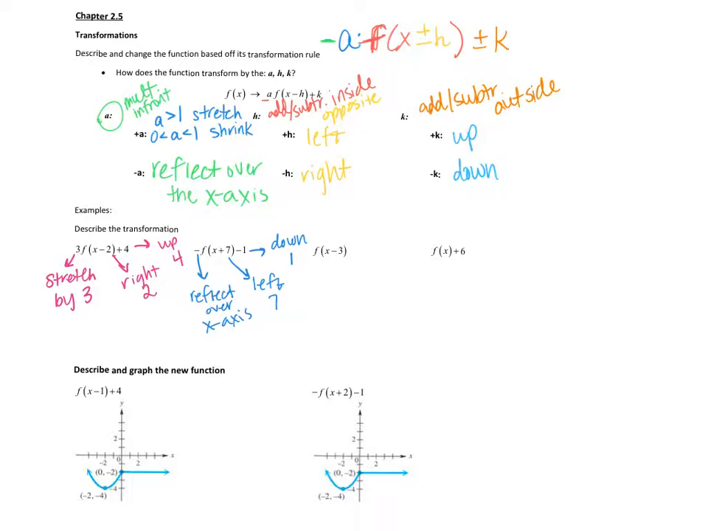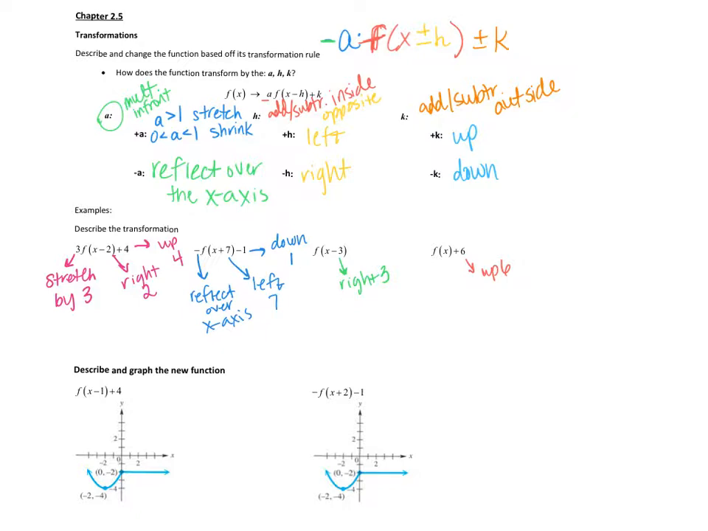Let's look at our next one. The only thing I have here is this minus 3, and a minus 3 inside is going to be moving it to the right 3. So just because all these things could happen doesn't mean they all have to happen. Okay, let's look at this last one here. I've got a plus 6 on the outside. This is going to move up 6 units. Okay, so now we've kind of seen how we can find the location of the number, and it's going to tell us how we're going to move the function.